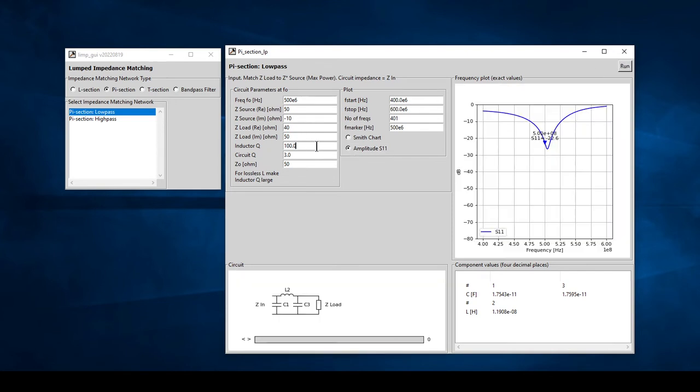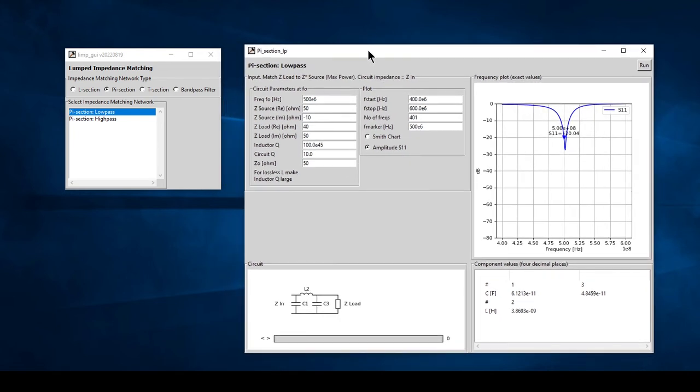Let's make this an ideal lossless matching network. So we make our Q very large. Making the Q large gives you lossless inductors. Okay, so here we now have a lossless network, and we can see the 10 dB bandwidth for a circuit Q of 3. Let's make that 10, so we can run that, and we see we get a much narrower minus 10 dB bandwidth. Right, so that's a pi section.